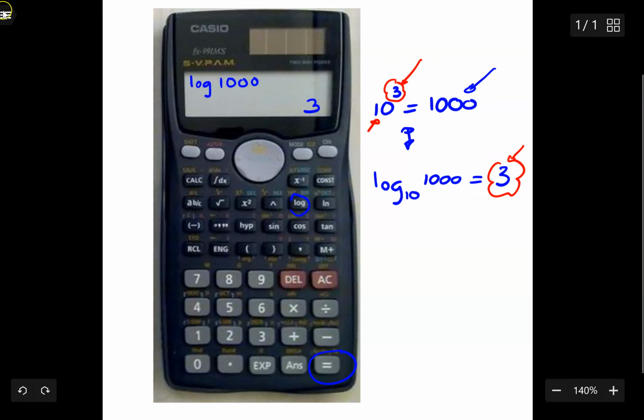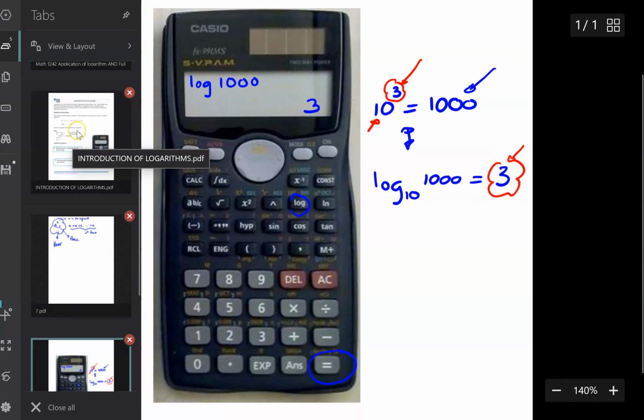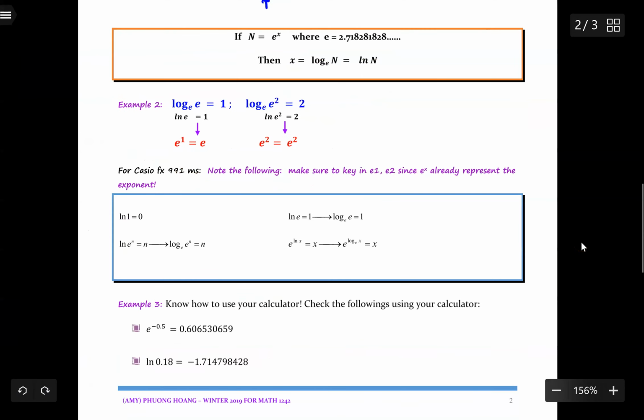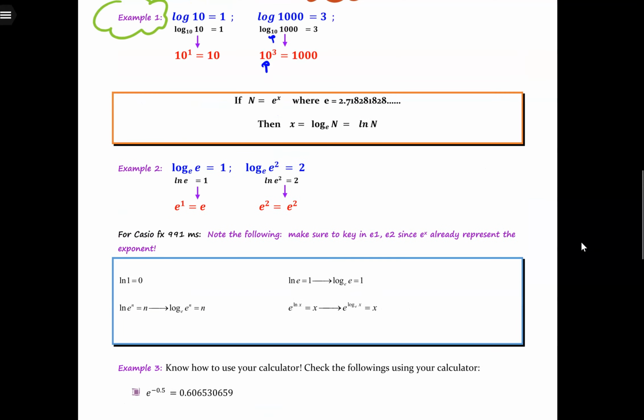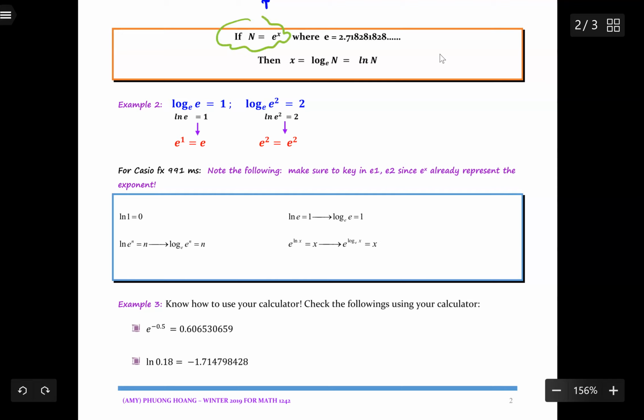So what about natural logarithm? Let's get back to this slide right here. Now we are talking about natural logarithm, and it means that if I have n equal to e to the exponent x, then x will be equal to the natural logarithm of n.